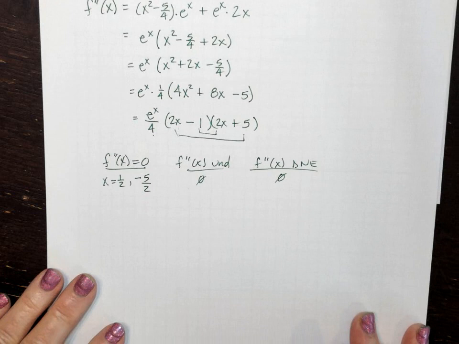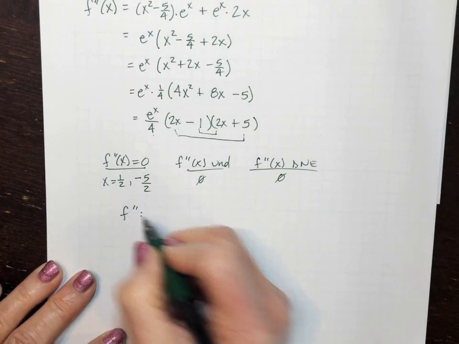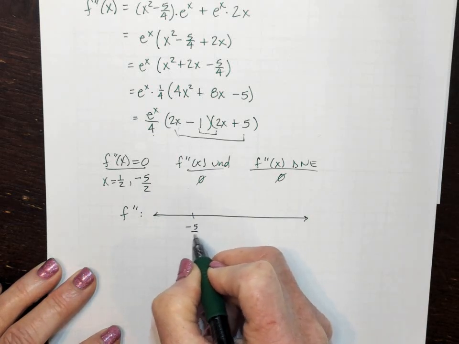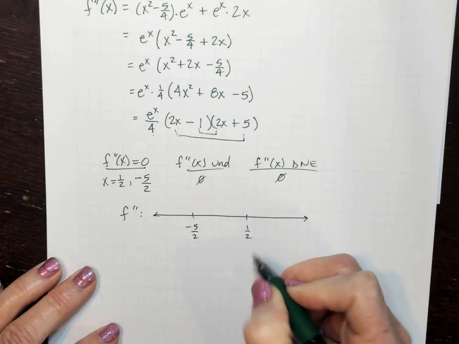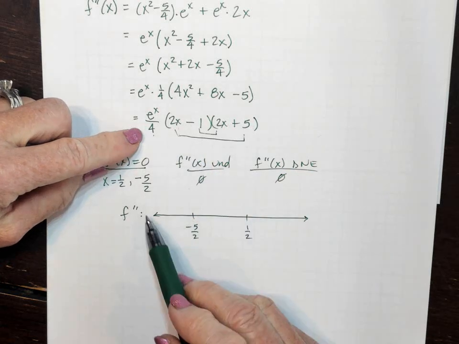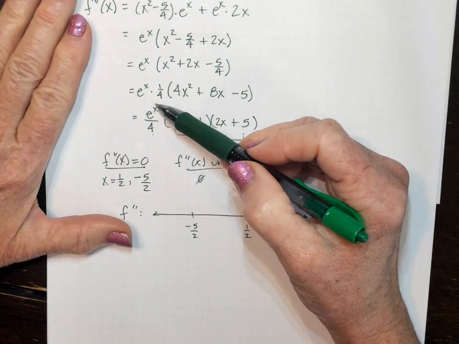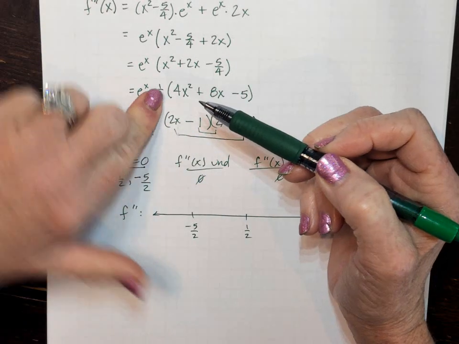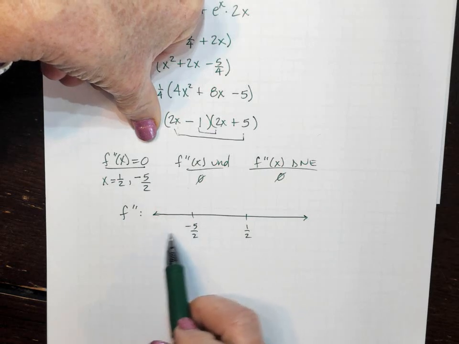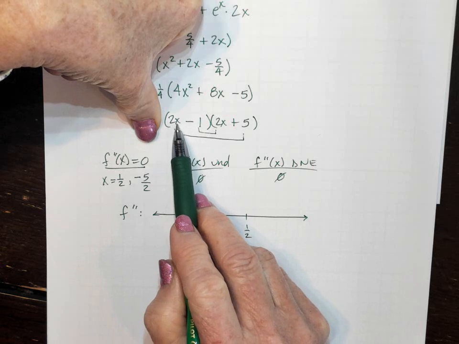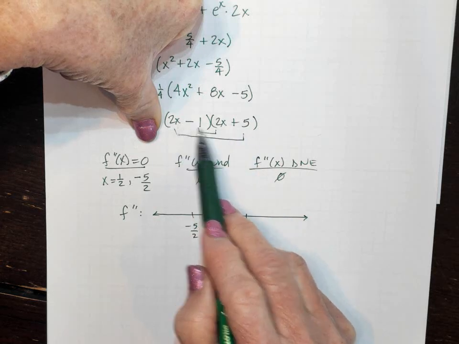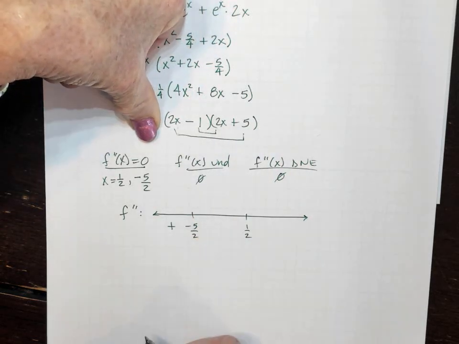All right, sign analysis now. Make sure you identify the name of your number line. Negative 5 over 2, and over here, a half. All right, substituting back in, all we're interested in is the sign of f double prime, whether it's positive or negative. This piece right here, e to the x over 4, will always be positive, so I don't need to deal with that one. Choose something smaller than negative 2.5. Let's go negative 3. This would be negative 6 minus 1. This is negative. And negative 6 plus 5, this is negative. So we have negative times a negative is positive.